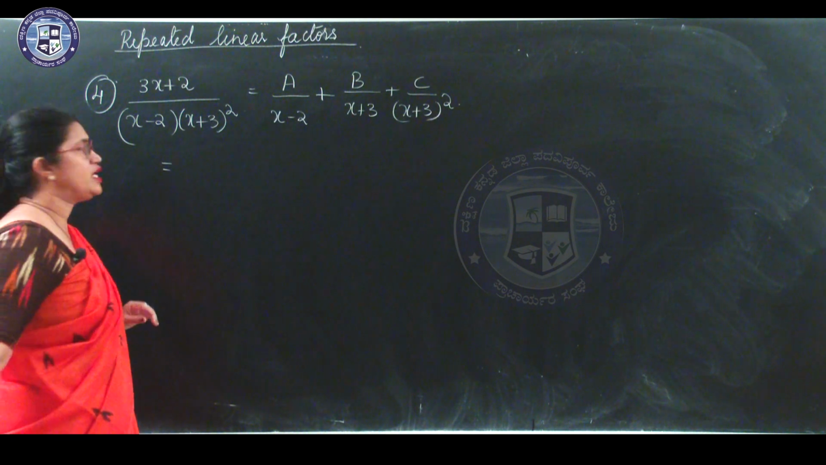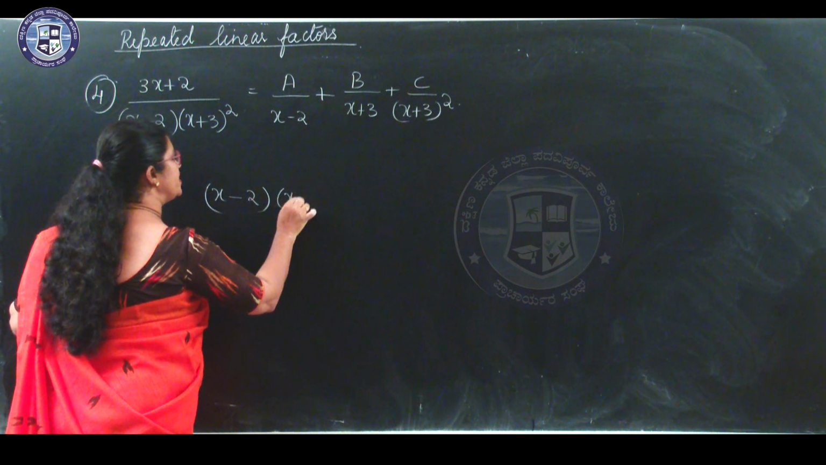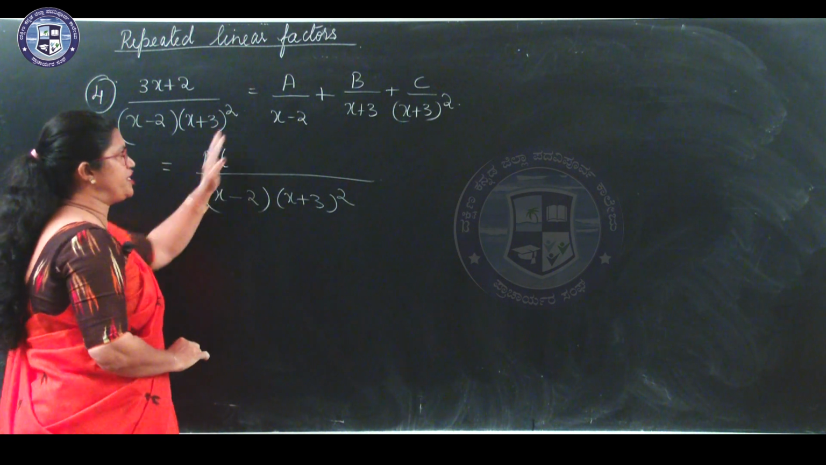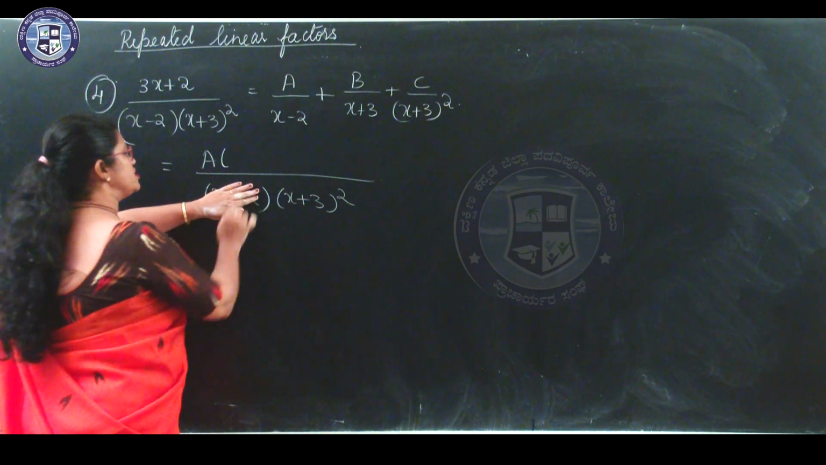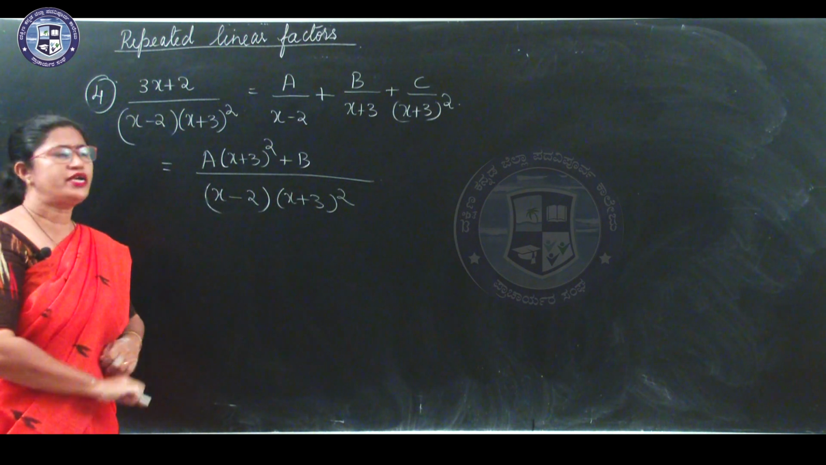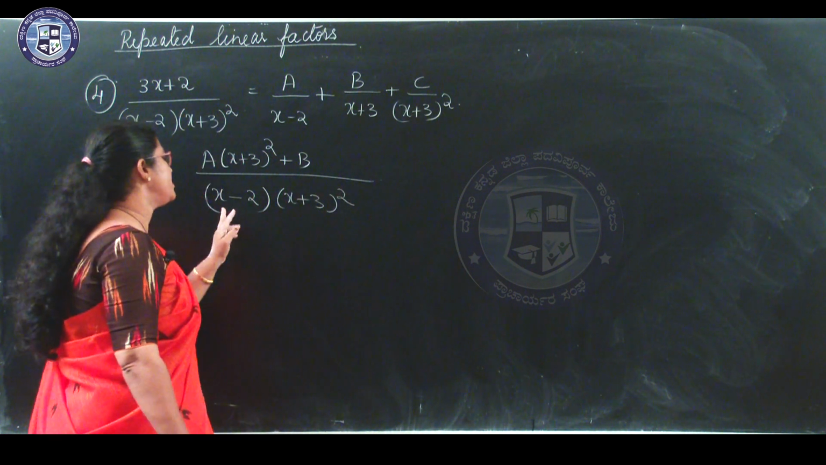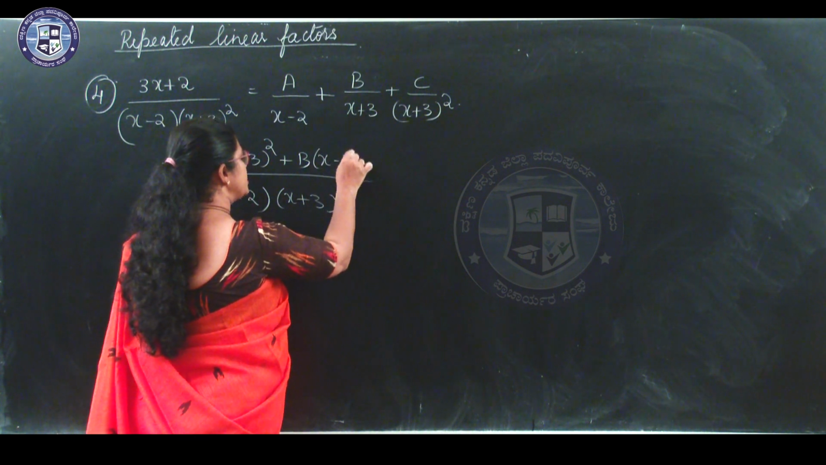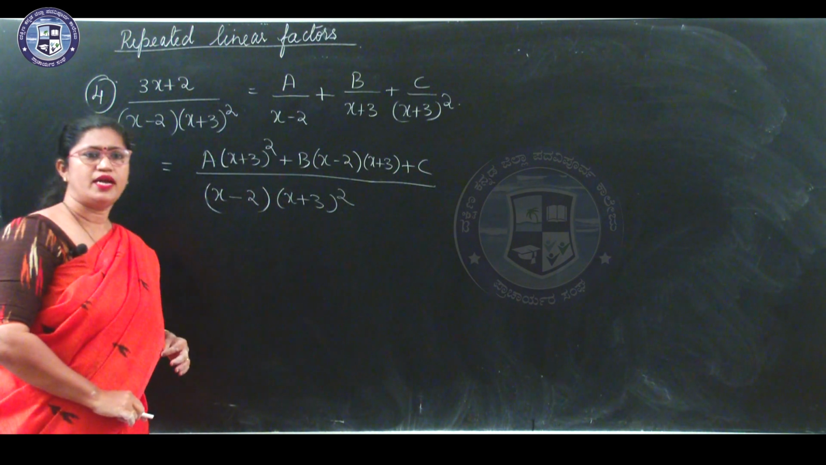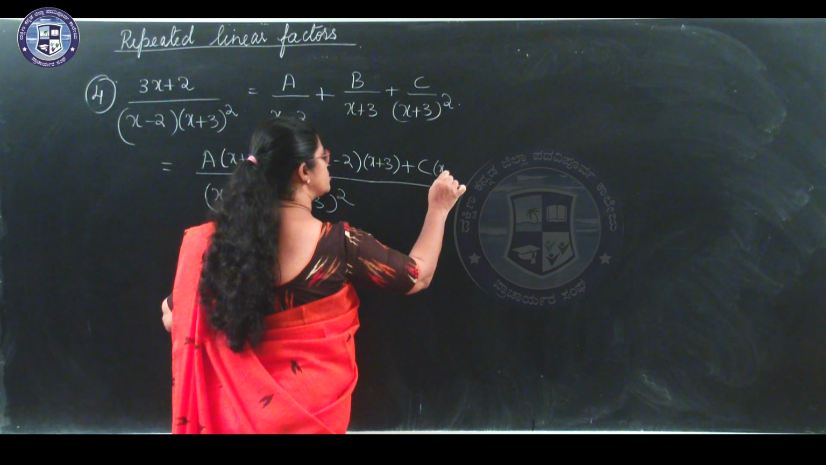Take the LCM, LCM will be same as the denominator in the question. So, x minus 2 x plus 3 the whole square. A into denominator of A is x minus 2, what is not there is x plus 3 the whole square, plus b into denominator of b is x plus 3, one factor is there, remove that, and the remaining factors what is not there is x minus 2 x plus 3 plus c into denominator for c is x plus 3 the whole square, what is not there is x minus 2.